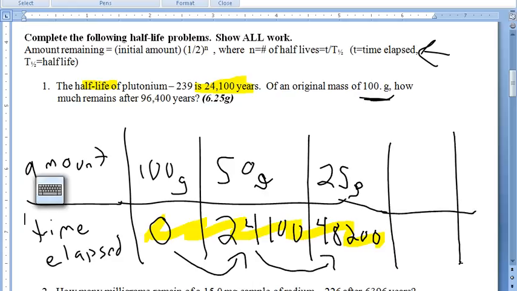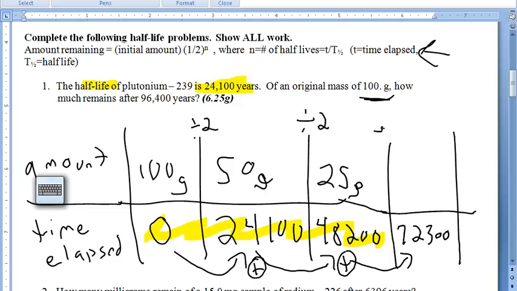And so another 24,000 years. Just keep adding the 24,000 years. And that gets us to 72,300. And that gets us down from 25, so divide by 2. That gets us down to 12.5, which is not what we are going for yet. And then down here we go to 96,400. And then we divide by 2 here, and that gets us to 6.25.